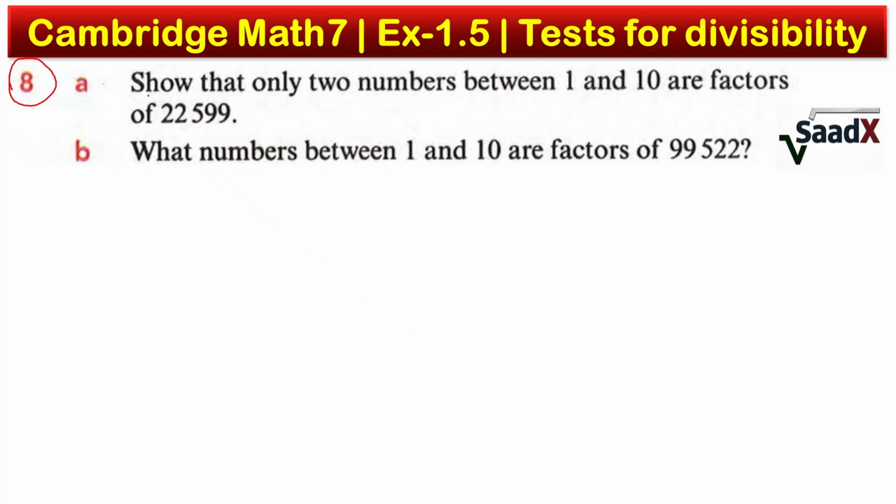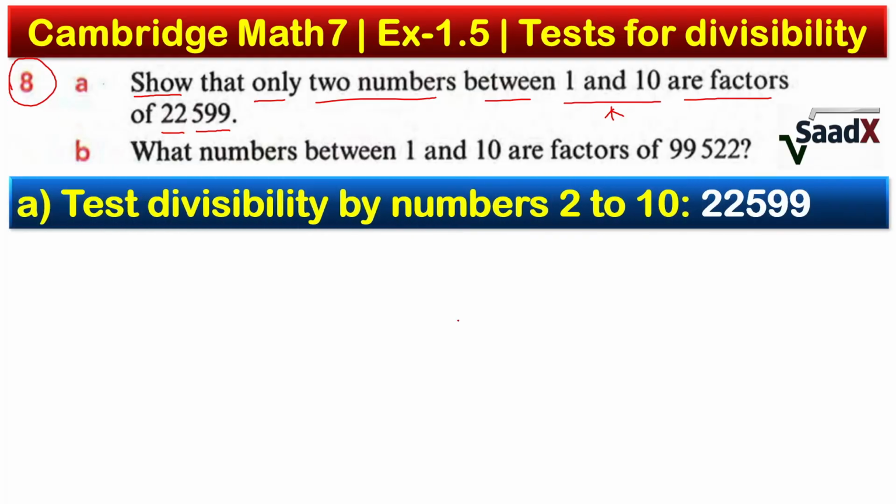The question is: show that only two numbers between 1 and 10 are factors of 22,599. It means 22,599 can be divisible by just two numbers between 1 and 10. But what are those numbers? First, we have to do the divisibility test for 2 to 10. 1 is a common factor, so no need for this one.